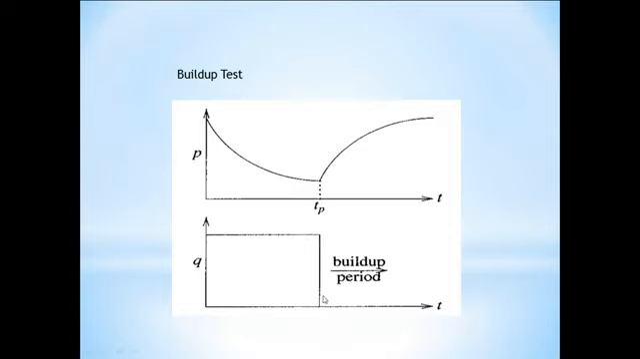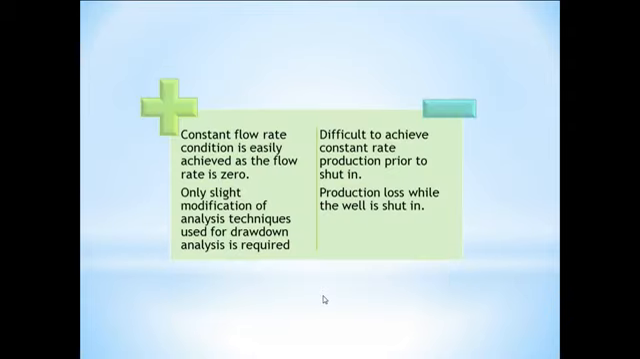This kind of a situation happens on the rate versus time diagram. The advantages and disadvantages: the first one is that constant flow rate condition is easily achieved, as the flow rate is zero. This is something that we need because we are using the same or similar analysis techniques that we use for drawdown testing, and the assumption in all those techniques is that there is constant flow rate condition. So this is a big advantage of the build-up test.